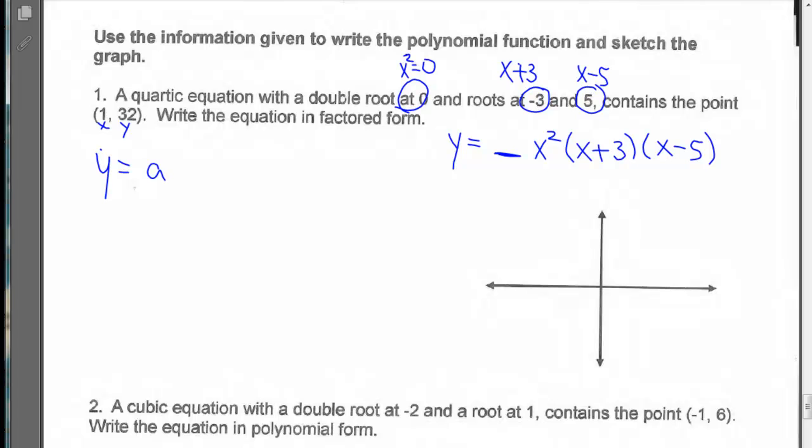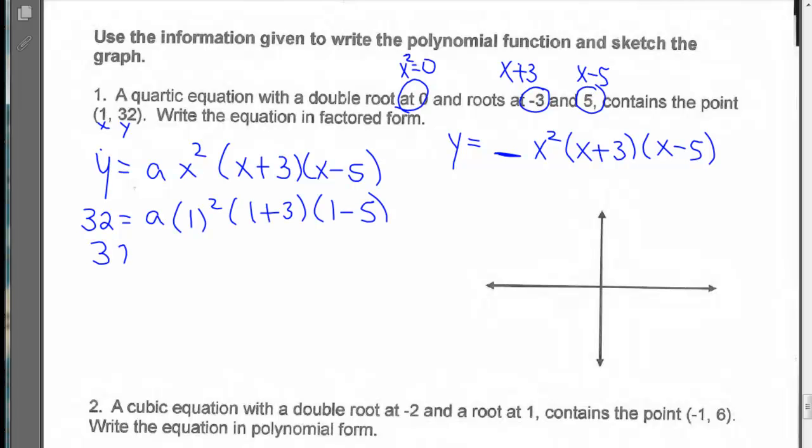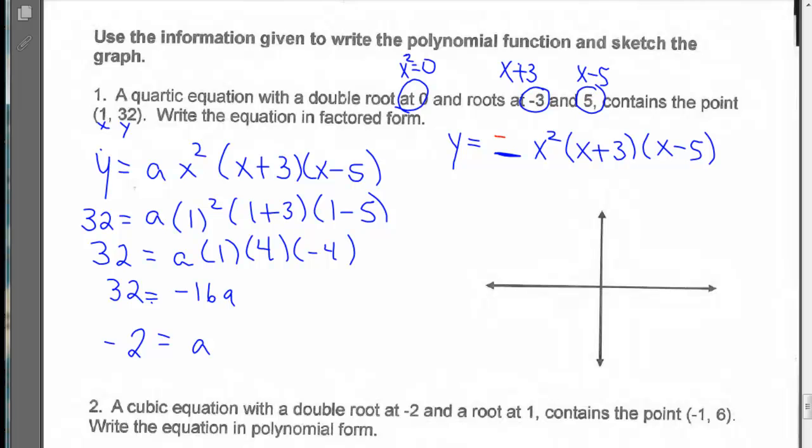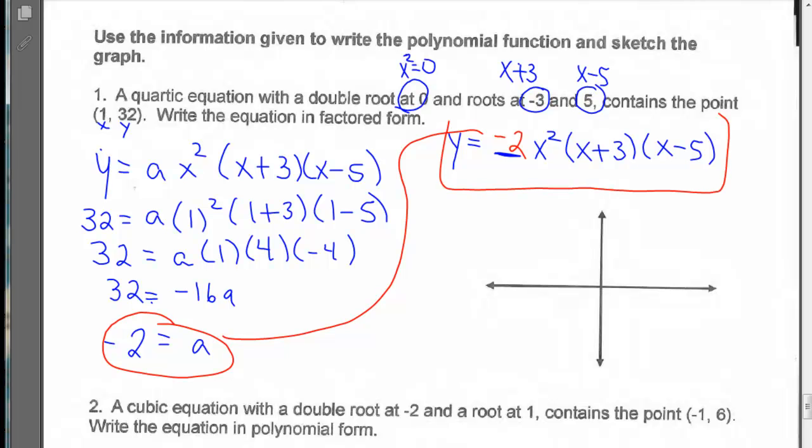So y equals the stretch times x squared times x plus 3 times x minus 5. Y is 32, we do not know a, x is 1, and now we just need to simplify and solve. So 32 is equal to a times 1, because 1 squared is 1, times 4 times -4. So 32 is equal to -16a. A is equal to -2. So this is my equation. I plug -2 into the missing piece here, and here's my answer.